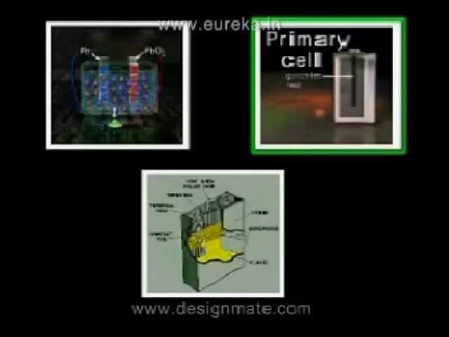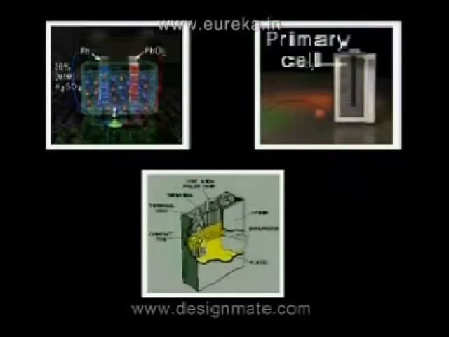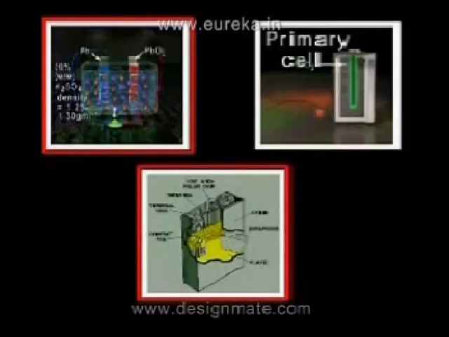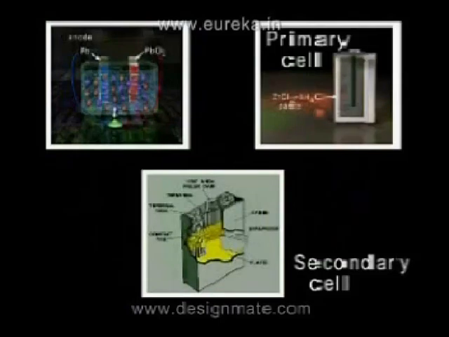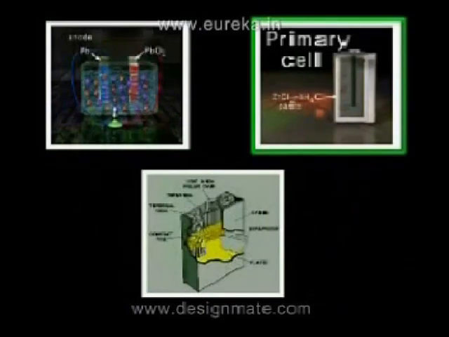1. Cells which become dead after a long use and cannot be recharged. These cells are known as the primary cells. 2. Cells which become dead after a long use but can be regenerated and can be used again. Such cells are called secondary cells. A dry cell is a primary cell, but a lead storage cell, nickel-cadmium cell, etc. are secondary cells.